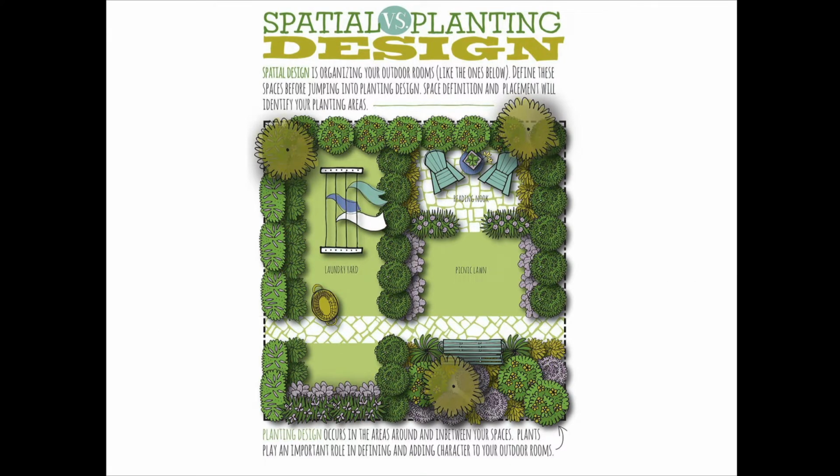Before starting a design, it's important that we think about the different needs or functions that we want to have in our landscape, and then we make sure we create the spatial design in the outdoor spaces to accommodate those needs. And then, of course, the planting design would be the plant arrangement within the beds that are reinforcing those spaces.